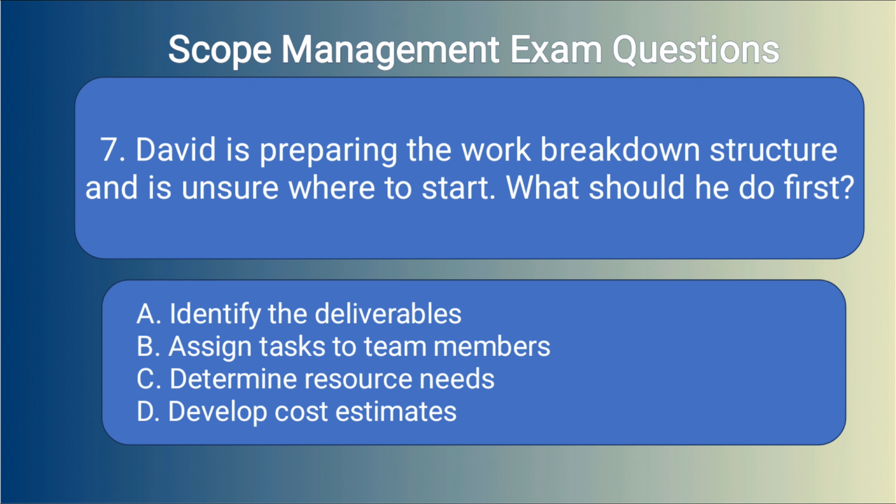7. David is preparing the work breakdown structure and is unsure where to start. What should he do first? A. Identify the deliverables. B. Assign tasks to team members. C. Determine resource needs. D. Develop cost estimates.